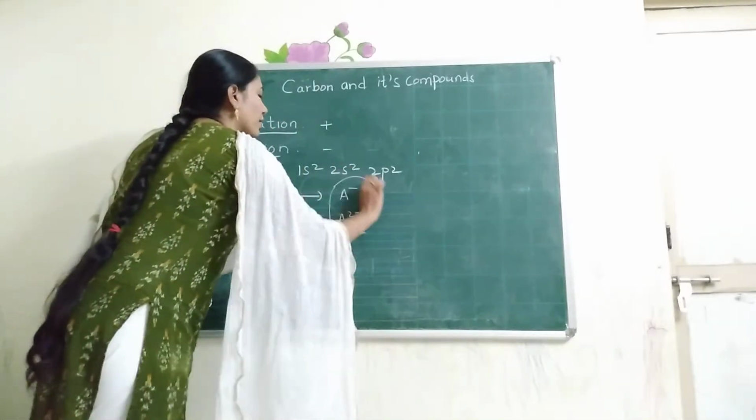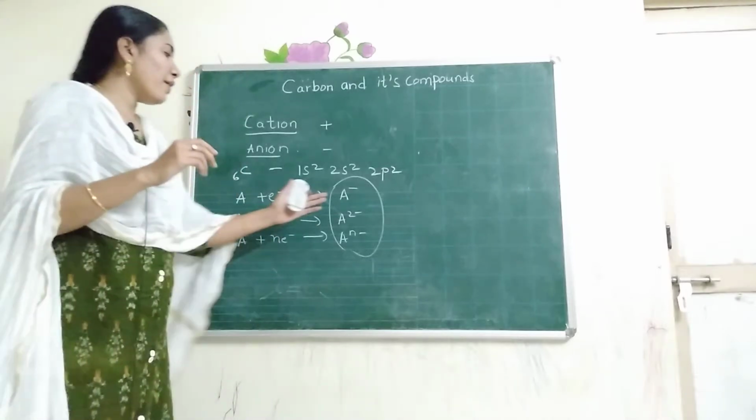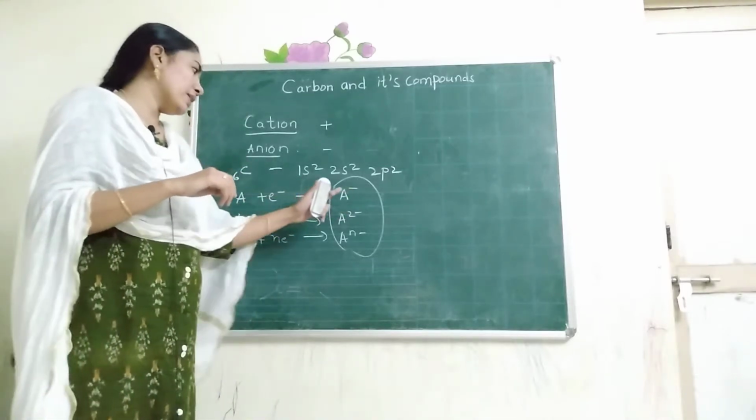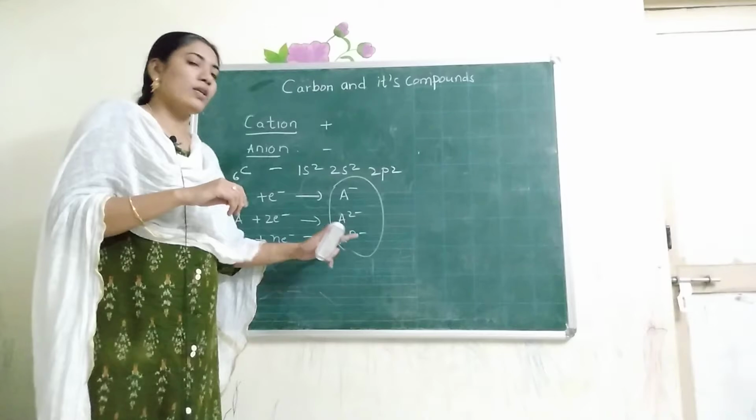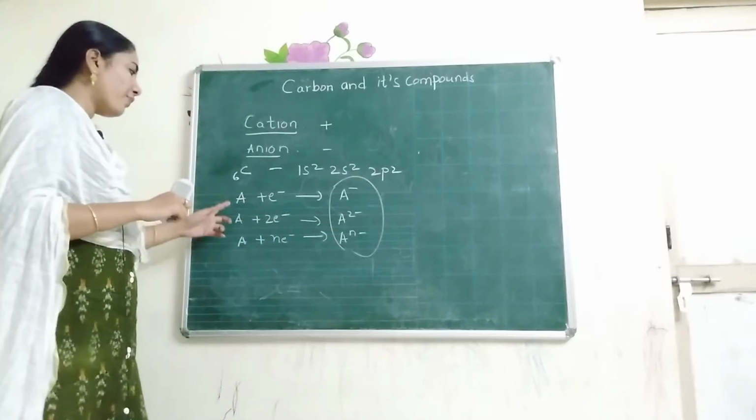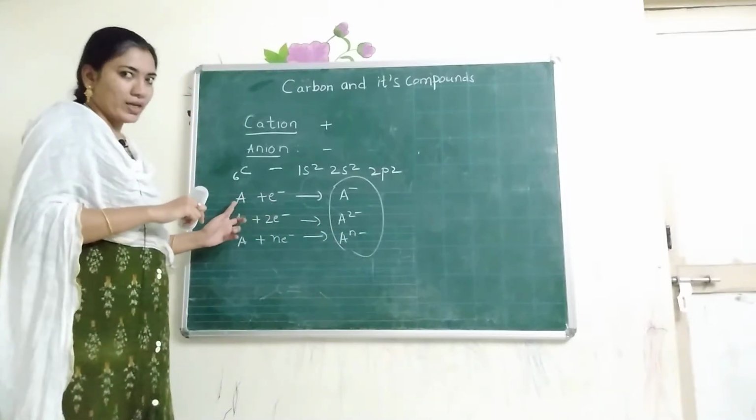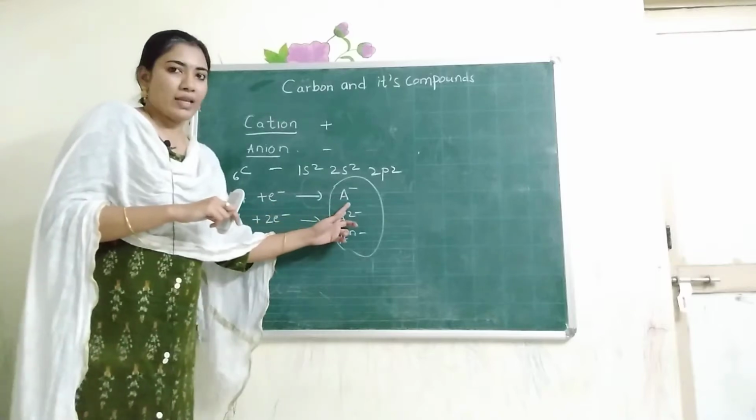These are all anions. The only difference is the magnitude of charge. Here the charge is -1, here -2, here -n. If I add an electron to the neutral atom, then it forms an anion.